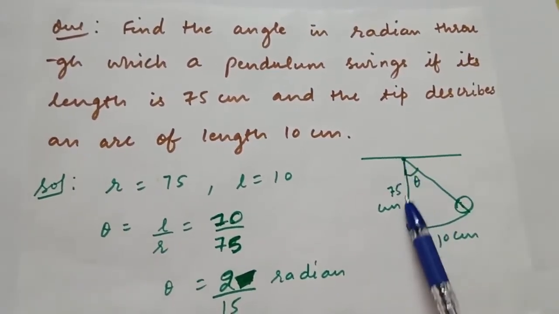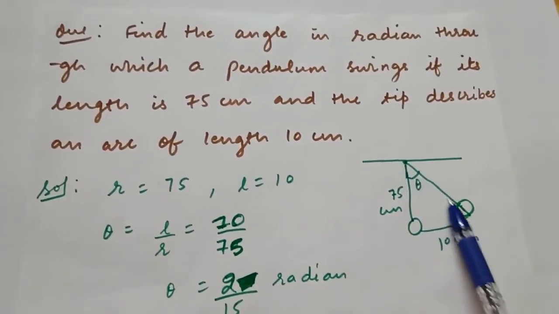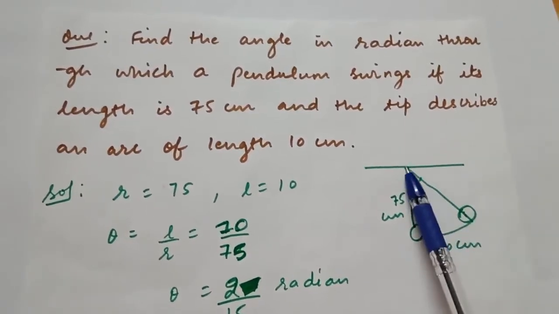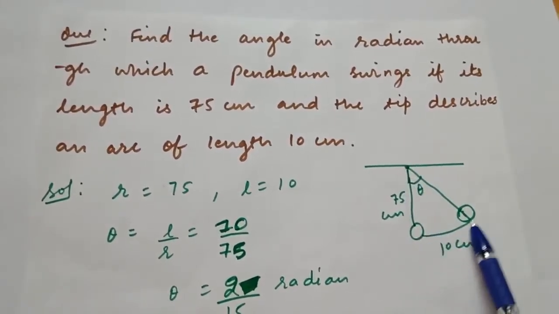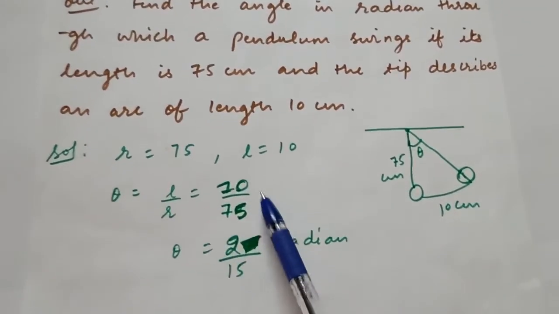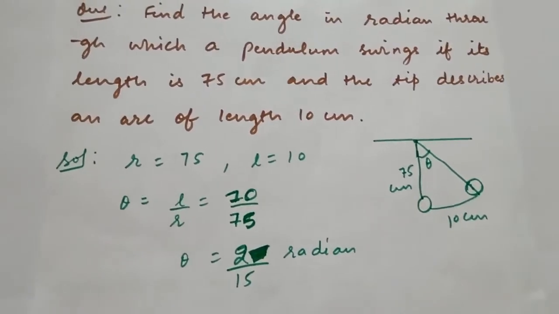So if this is r, as this is 75, this will also be 75, right? This will not change because it is the length of the pendulum. So this is our radius, this is the length. So theta will be L by R, that is 10 by 75, which is 2 by 15 radians, right?